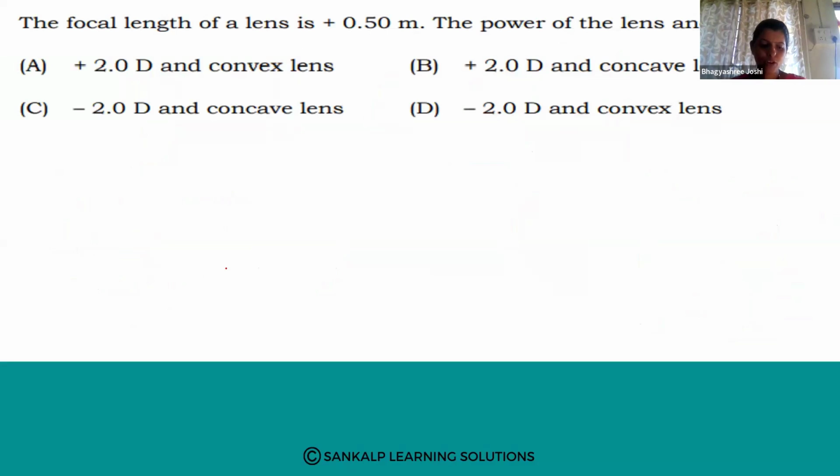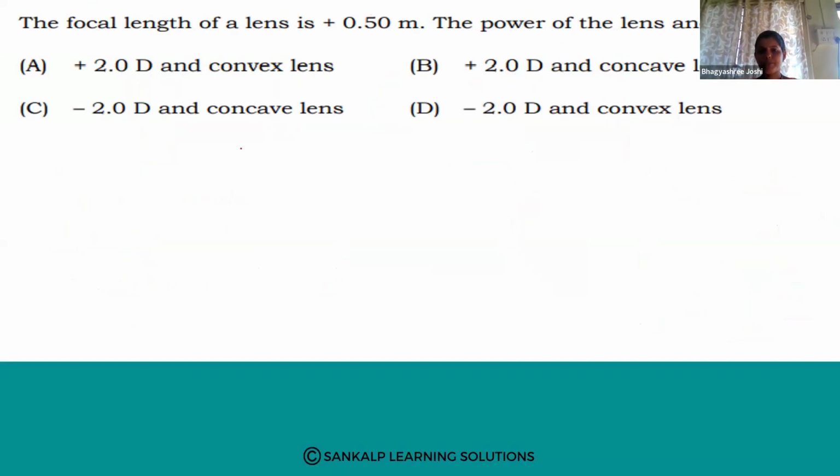So based on these concepts, we are going to solve some MCQ questions. Shall we start? The focal length of a lens is plus 0.50 meter. The power of the lens and the type are.